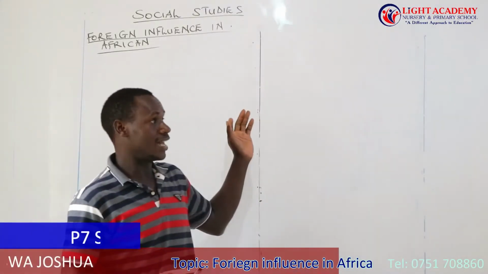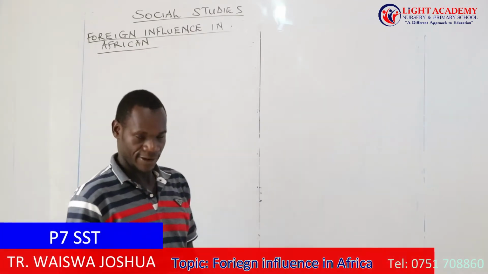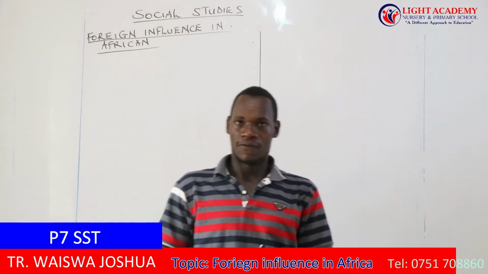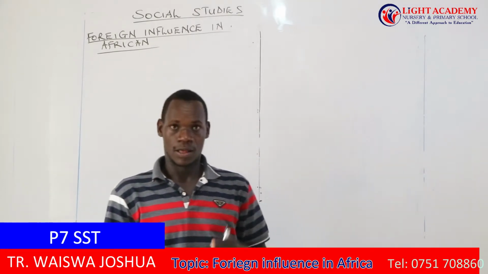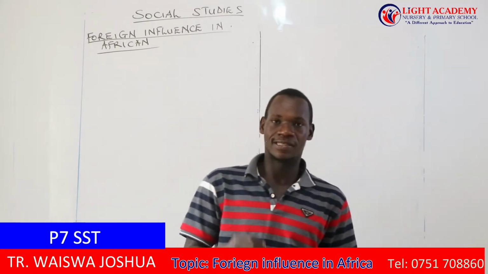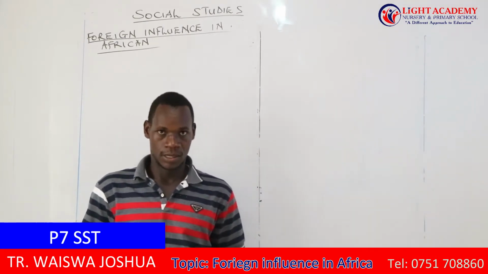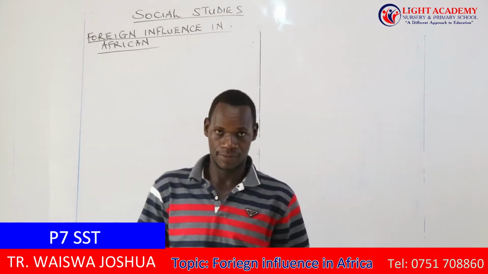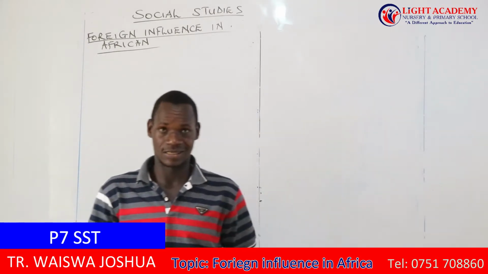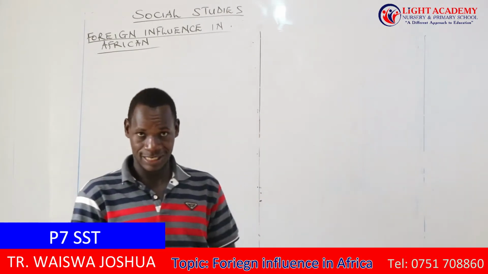And the topic tonight is foreign influence in Africa. Foreign influence in Africa, that is P7 work. We looked at foreign influence in East Africa, which was P6 work. Now, in P7, we go to foreign influence in Africa. Africa is a continent, or rather, foreign influence in the African continent.